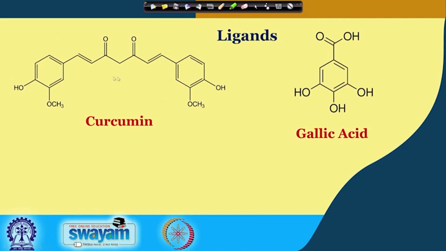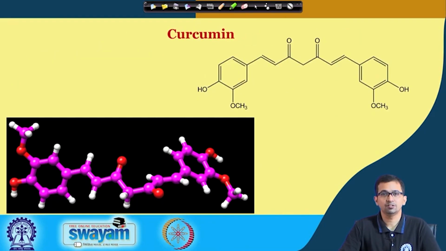Curcumin has two aromatic rings, this one is number 1 and this one is number 2, and gallic acid has only one aromatic ring. Now we will see how the structure looks on a computational level. The first thing we can see is curcumin. When we analyze this in any software on a computer, let it be Gaussian or any other software, this is the ball and stick model of curcumin.